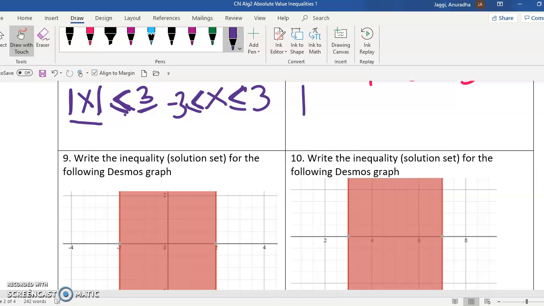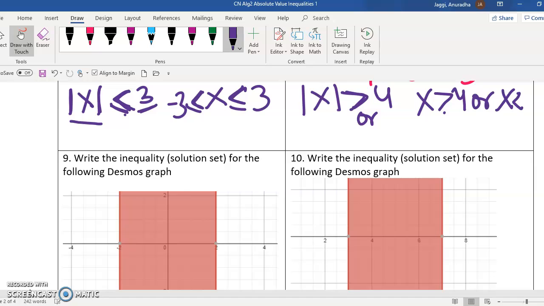Similarly, if you have, say, absolute value of x is greater than 4, what will you do? Greater than, remember, is "or". So how will you write it? x is, copy down the same thing without the absolute value sign, x is greater than 4, or x is, flip the sign, less than negative 4, the negative of that number.